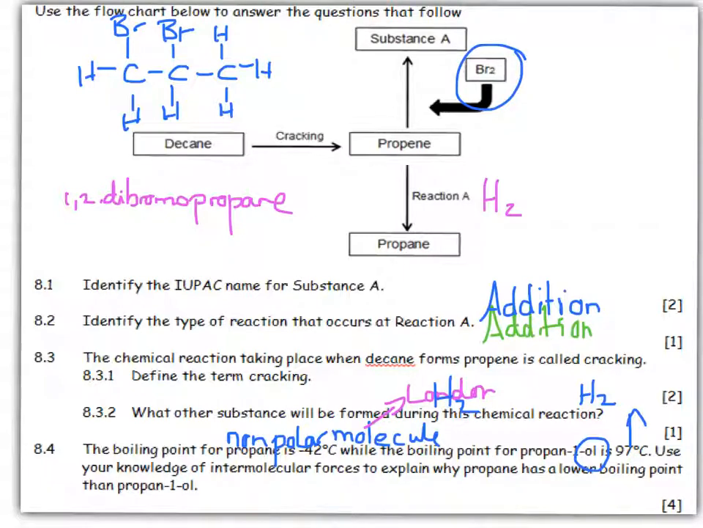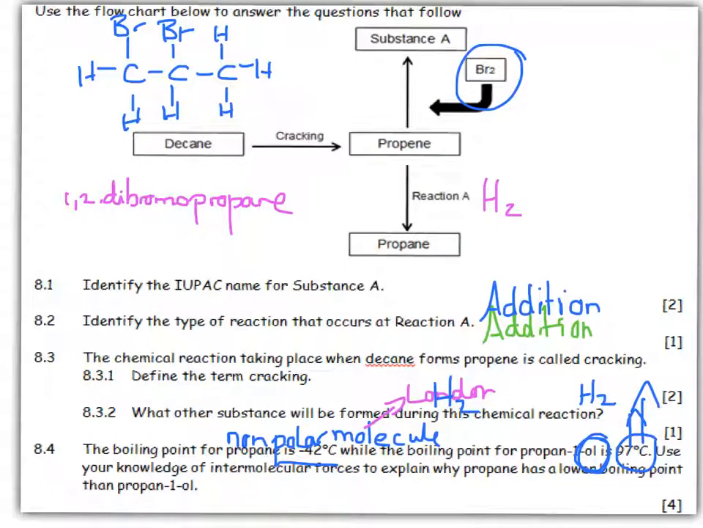And then it asks the boiling point of propane is very low, minus 42 degrees centigrade, whilst propanol is 97, so that's much higher. So it says use your knowledge of intermolecular forces. So let's identify the intermolecular force first of all.